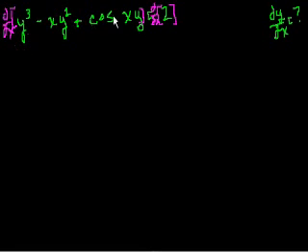So let's take the derivative of each of these terms. The derivative with respect to x of y cubed. Well, we're just doing the chain rule. So it's 3y squared, the derivative of this function with respect to y, times the derivative of y with respect to x, dy dx. That's just the chain rule. And then we have minus the derivative of this with respect to x.